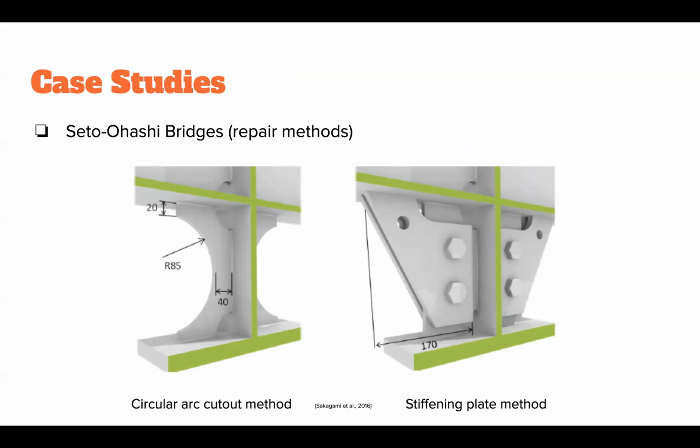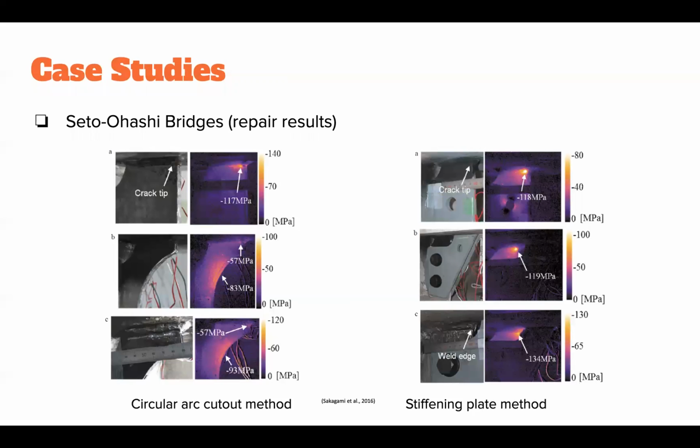So we have a circular arc cutout method and a stiffening plate method. Finite element method analysis was used to analyze each method and predict which method would most effectively redistribute the stress away from the weld. These images show the stress measurement at different stages of the repair. It was seen that the circular arc cutout method reduces the stress, while the stiffener plate method actually increases the stress at the weld.